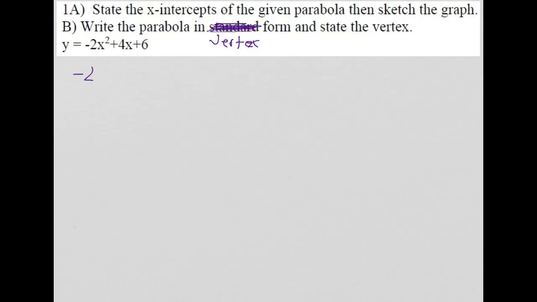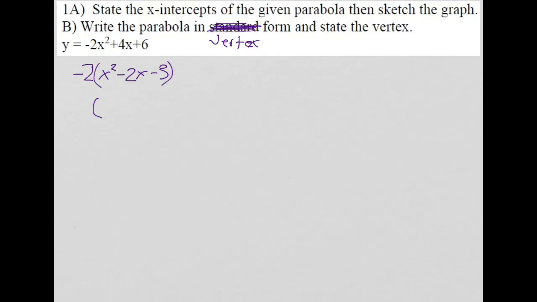I'm going to factor out the -2 from this quadratic, so I'm left with x squared minus 2x minus 3. Check yourself real quick, make sure that goes back in. -2 times x squared is -2x squared. -2x times -2 is positive 4x, my bad. And -2 times -3 is positive 6.